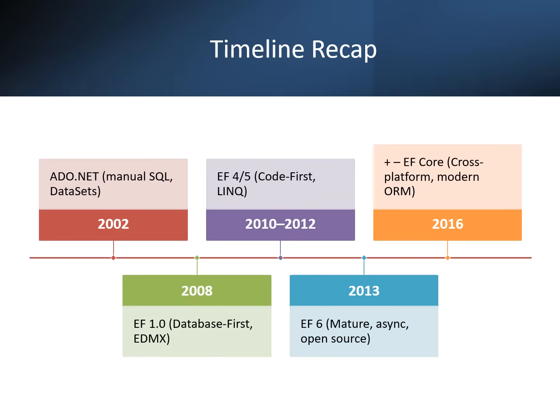To recap, ADO.NET dominated the early 2000s. Entity Framework arrived in 2008 with database first, and Entity Framework 4 to 5 introduced Code-First and LINQ. Then Entity Framework 6 matured the ORM in 2013, and finally Entity Framework Core in 2016 brought cross-platform support and modern features. So that's a short description of how Entity Framework Core evolved over time.